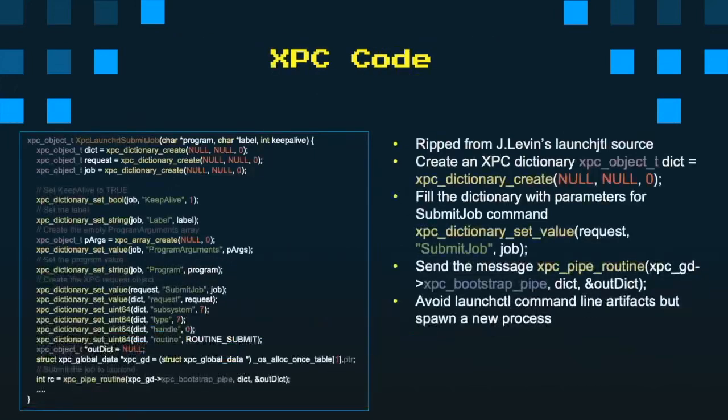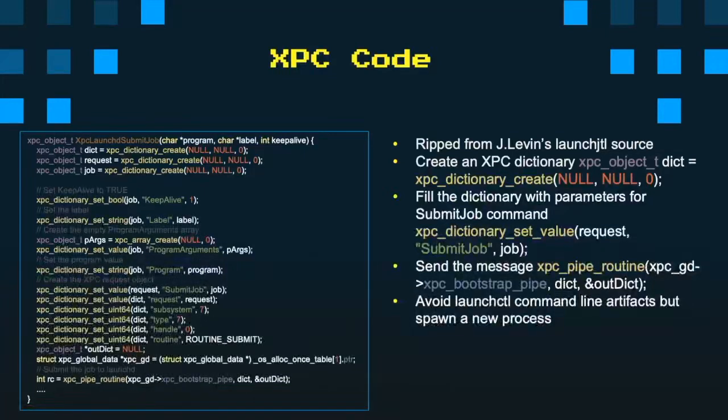So this is what the XPC code looks like. This is actually taken from Jonathan Levin's tool, launchjctl. This is an open source version of launchctl that he developed. And so the source code, all it does is create an XPC dictionary and fill it with the parameters you need to submit a job. And so you'll set KeepAlive to 1, because if something happens to our payload and it crashes, we would like launchd to restart it.